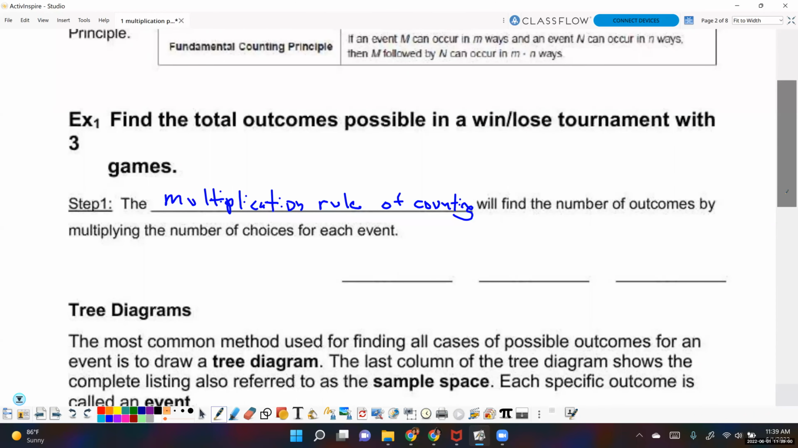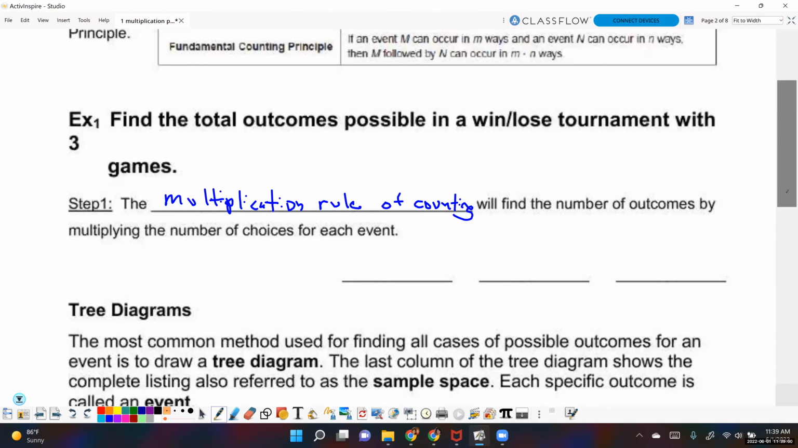The multiplication rule of counting is supported by tree diagrams. Tree diagrams will show you all the possible outcomes, all 8 outcomes as they occur, and it also gives you what's called the sample space. Each specific outcome in the sample space is called an event. So now we're going to show the 8 possibilities in a tournament using a tree diagram.